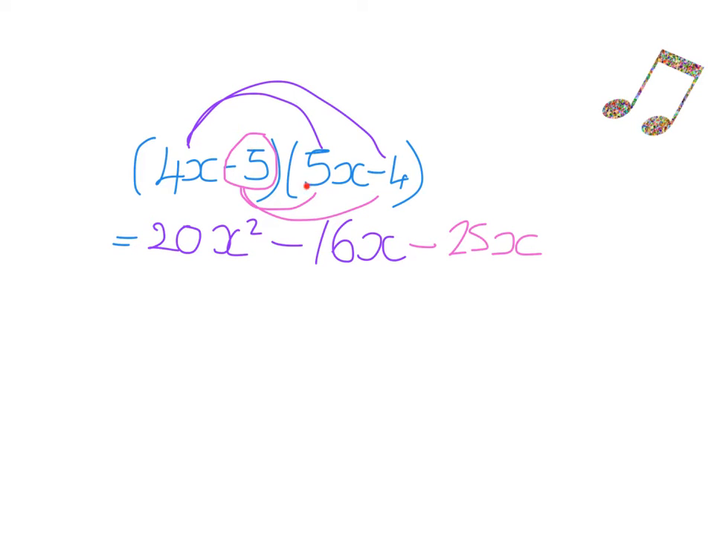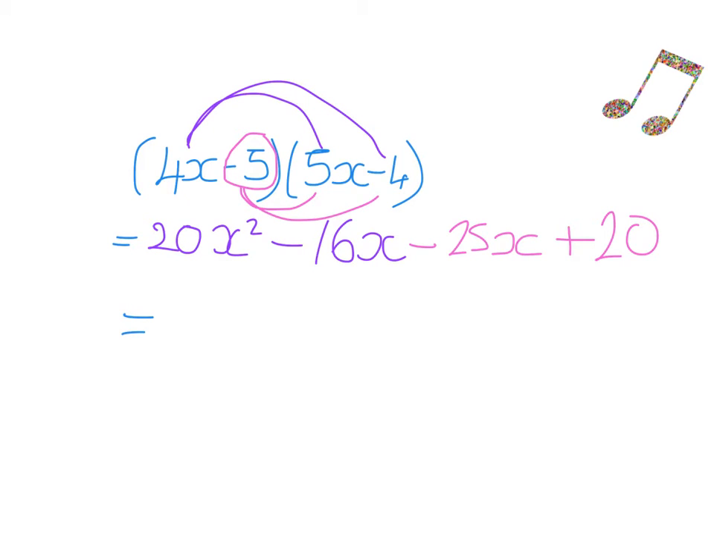Then I've got the negative 5 times the negative 4. A negative times a negative is going to give me a positive. So I'm writing down a plus sign. And 5 times 4 is 20.